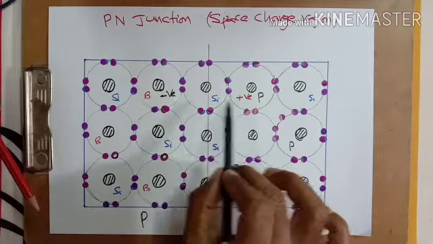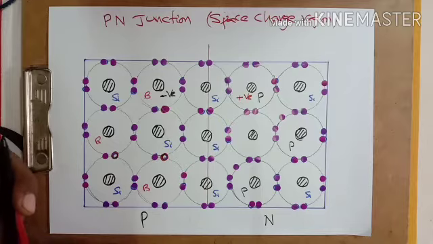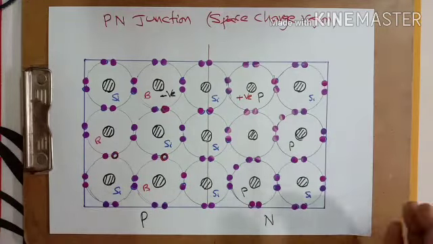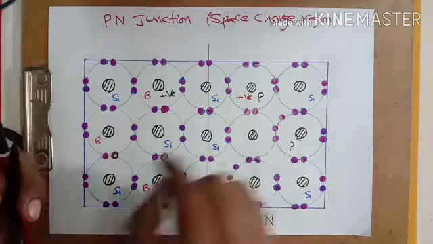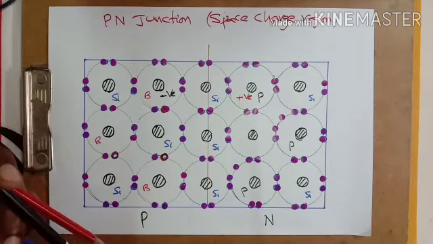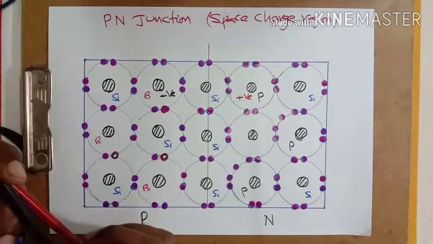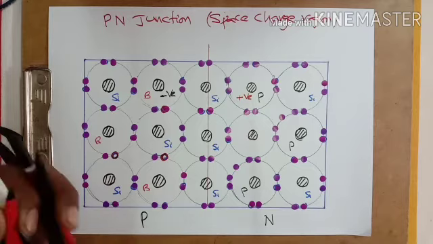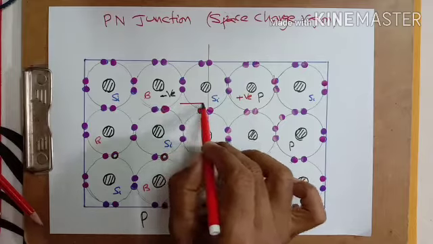So these ions are immobile charges, or it is called the space charge. These ions cannot move in the material. They won't move, but they are charged particles. Because of this immobile charge, there builds up an electric field from the positive charge to the negative charge. So the field direction is from positive to the negative. So there is an electric field here.